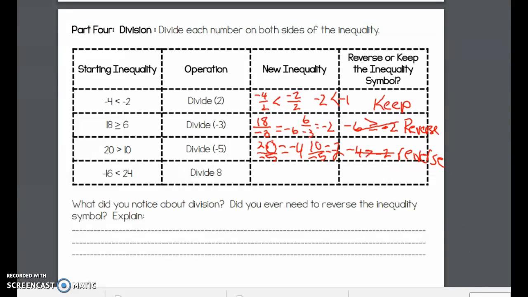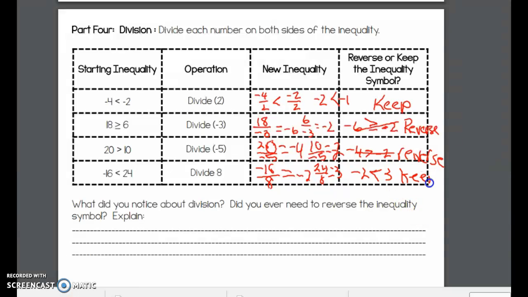Negative 16 over 8. Okay. 24 divided by 8. Beautiful. Now we're going to rewrite the inequality sign. Negative 2 is less than 3. Is negative 2 less than 3? Yes. Yes, so we keep.